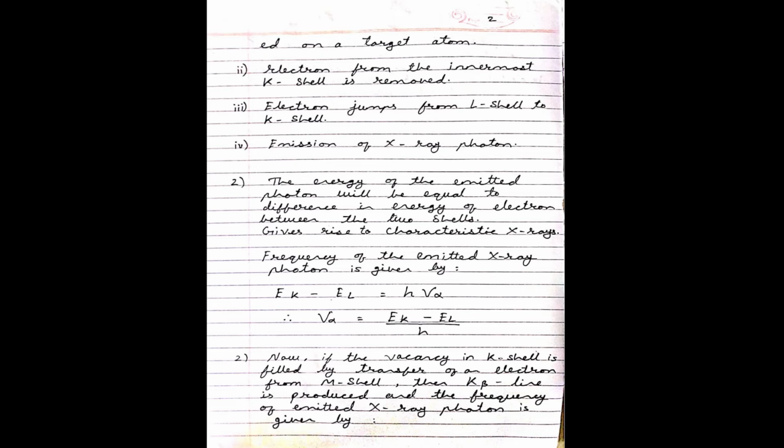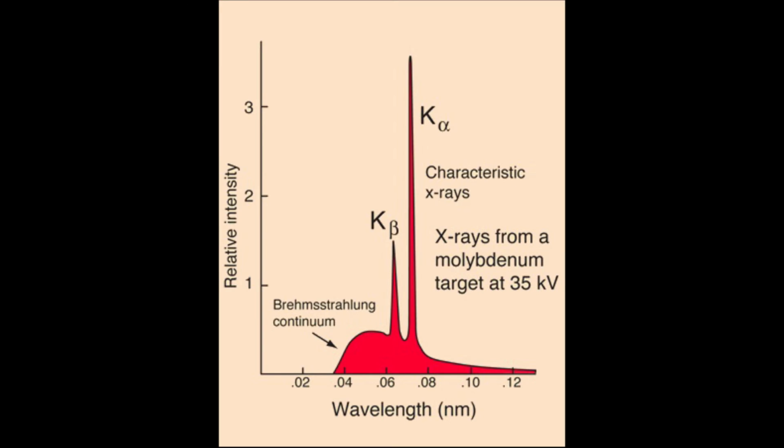h is Planck's constant here, where Ek is the energy required to remove an electron from K level and El is the energy required to remove an electron from L level. Thus, if the vacancy of the innermost K shell is filled by an electron from the L shell, then the K alpha line is produced. This is shown in figure.